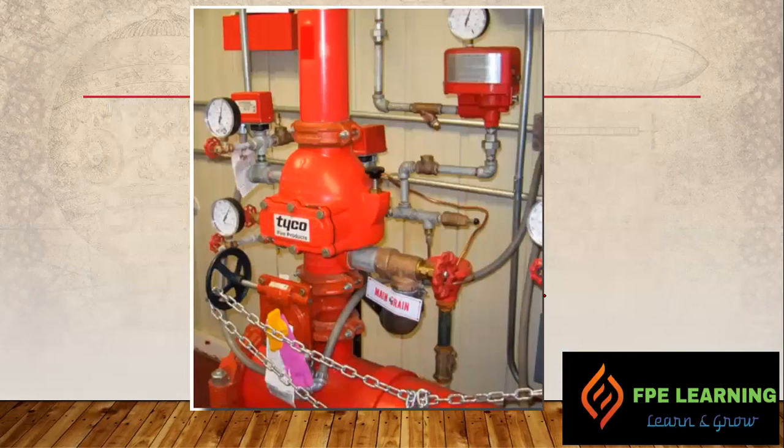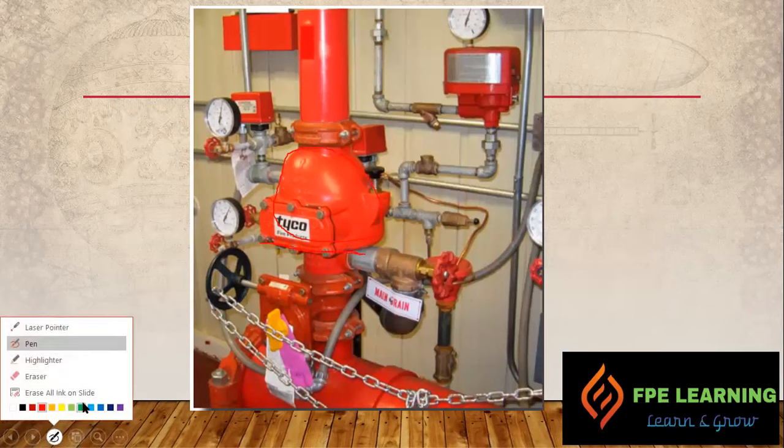Here we have a typical dry pipe system. This is our dry pipe valve, normally. Below this one we have water. Let me take some other color so that it can be shown.